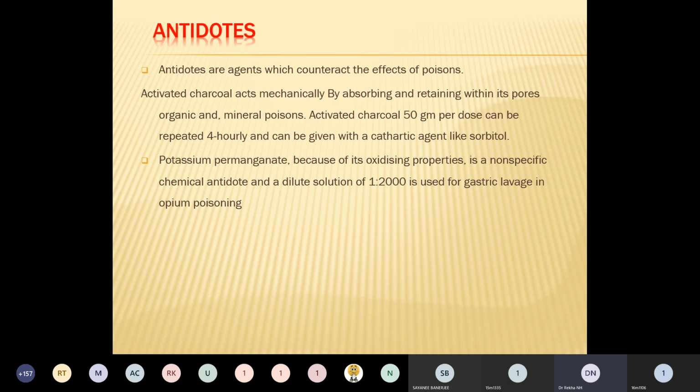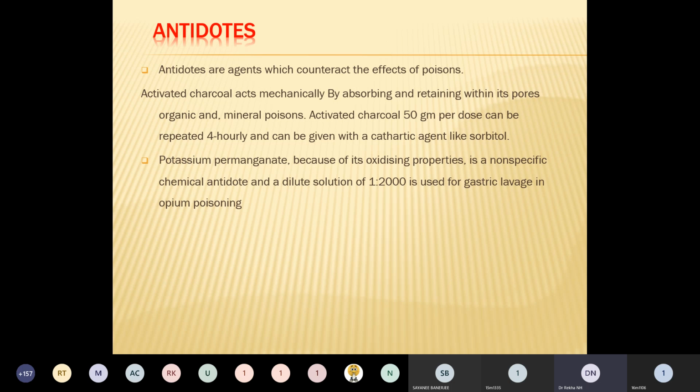The universal antidote, what we call activated charcoal, acts mainly by absorbing and retaining within its pores the mineral or organic poison. So we have to give 50 gram diluted in water. We can give it every 4th hourly. It can be given with a cathartic agent, that is, it can even cause diarrhea. It is given with sorbitol.